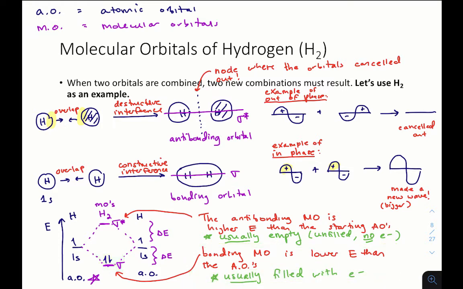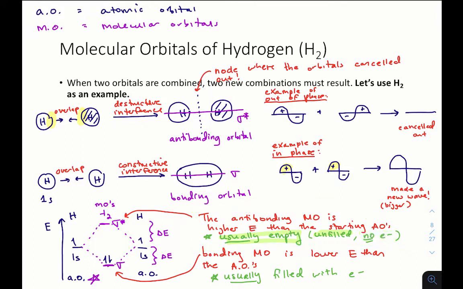On the other hand, antibonding orbitals, such as the sigma star orbital in molecular hydrogen, are usually empty. They are unfilled. There are no electrons in these orbitals. That also makes sense, as antibonding orbitals are high energy. They are much higher energy than the orbitals in which the electrons started. So that makes them unfavorable.